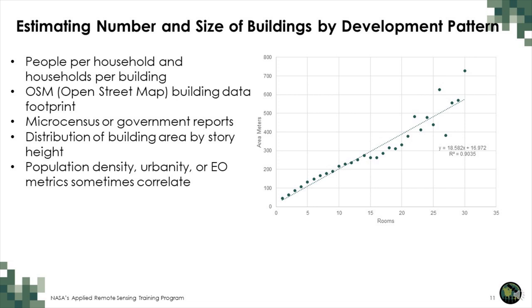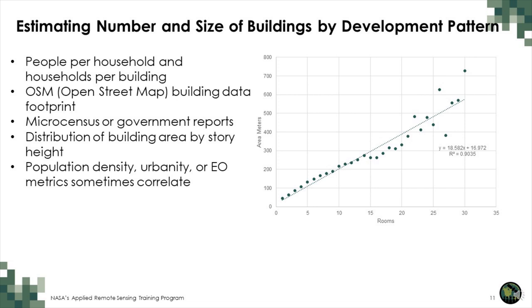Another important step is estimating the number and size of buildings by development pattern, or sometimes by region of the country. This is simply the process of taking the estimate of how buildings are made and what you can see in the EO data and how many people there are in a given area, and then estimating from that what you would expect the number of buildings and ultimately the size in terms of square meters of livable building area that you would have. That typically varies by something we call development pattern, which I'll get into a little bit later: urbanity, rural, urban, and so forth.